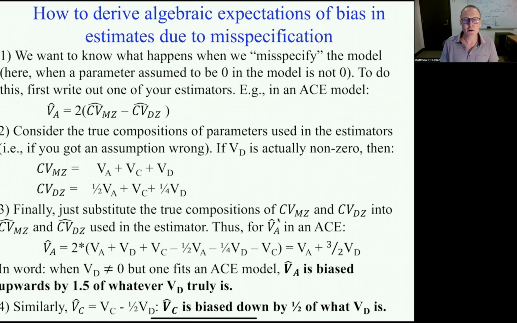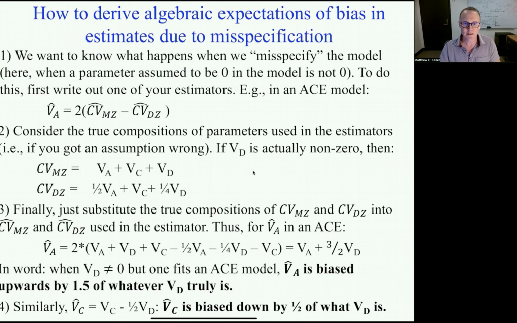Let's talk now about how to get algebraic expectations of the bias in estimates that's due to misspecification. In other words, due to a violation of an assumption that we had to make to fit our model. So we want to know what happens when we must misspecify the model, here, when a parameter assumed to be 0 in the model isn't 0. So to do that, first write out one of your estimators. So for example, in the ACE model, an estimator of VA is 2 times the covariance MZ minus covariance DZ. Now consider the true composition of parameters used in the estimators. So in other words, if you get an assumption wrong.